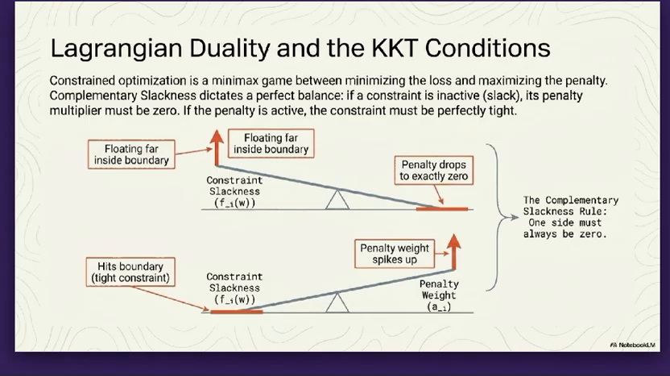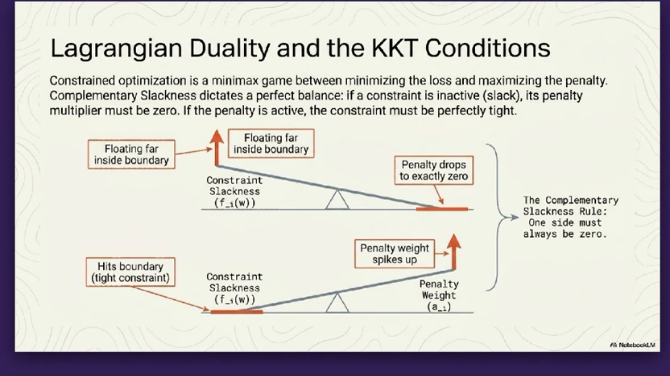Okay, let's break that down. Let's define the two sides of that seesaw. G of x is the constraint slackness. That just measures the physical distance between where the algorithm is currently standing and the boundary wall. Correct. If you are floating safely in the dead center of the feasible region, far away from any walls, your constraint is inactive. You have a large amount of slack. So g of x is a positive number. Right. And on the other side of the multiplication sign, we have lambda, the penalty weight, the severity of the fine for breaking the rule.